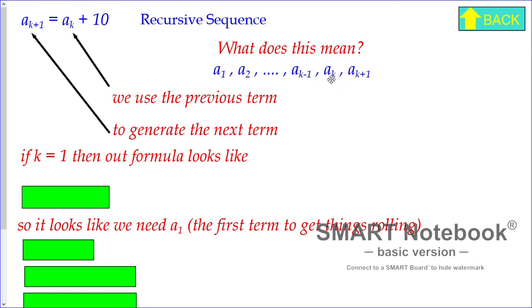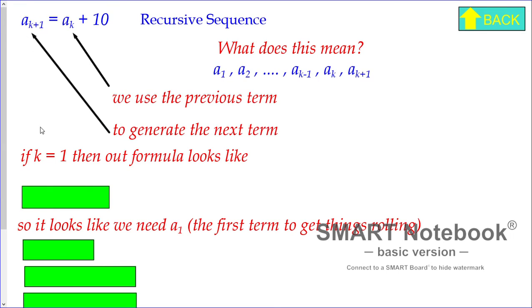It could be, say, A10. The one before it, the one preceding it, would be A sub k minus 1, or A9. The one after it would be A sub k plus 1, or A11. Okay, that's what this means. So AK is a term in a sequence, and then we use it to find A sub k plus 1. That's the next term in the sequence. So we use the previous term to generate the next term.